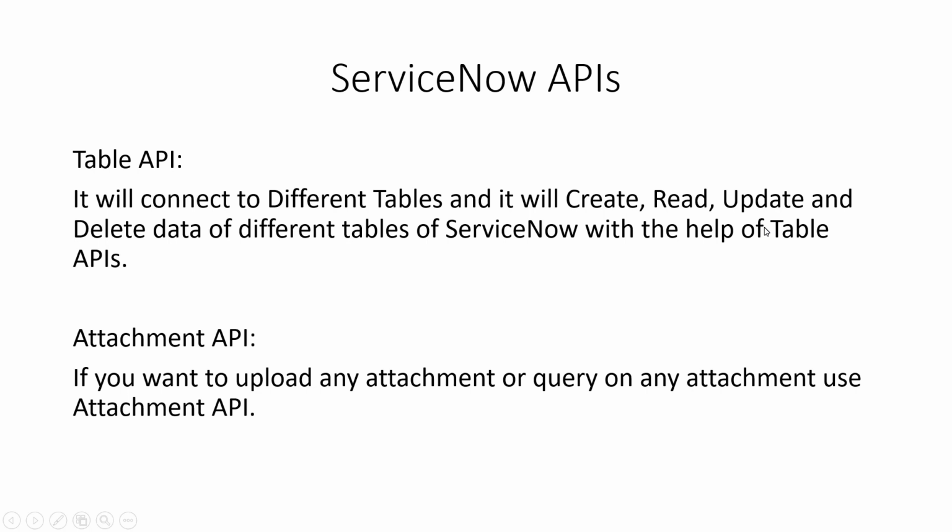In the table API there are also some extra things, like the attachment API. If you want to upload any attachment or query any attachment, use the attachment API. For example, Jira sends some attachment to the ServiceNow tool. That kind of request comes under the attachment API.